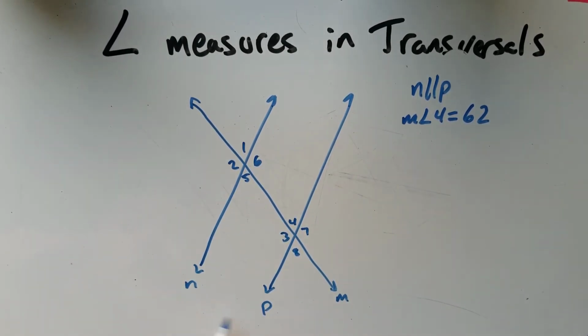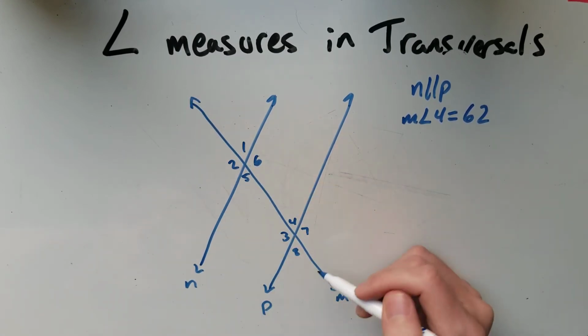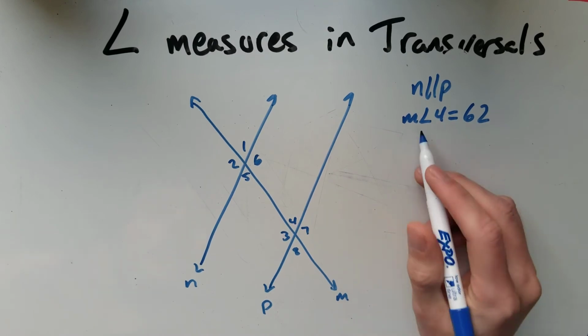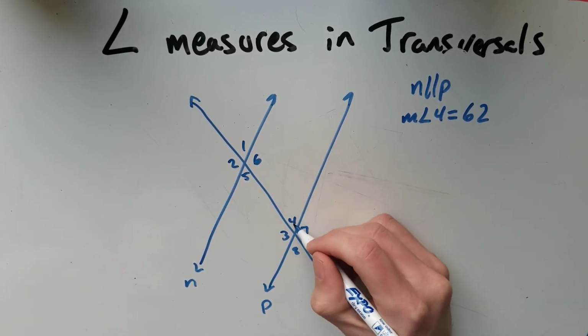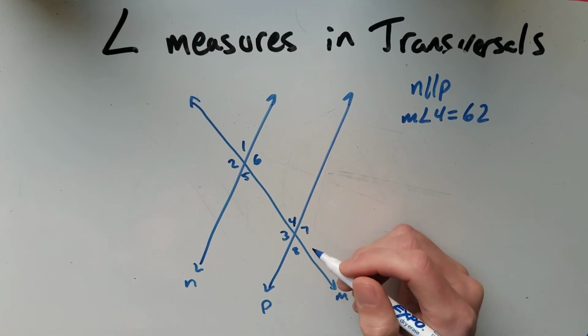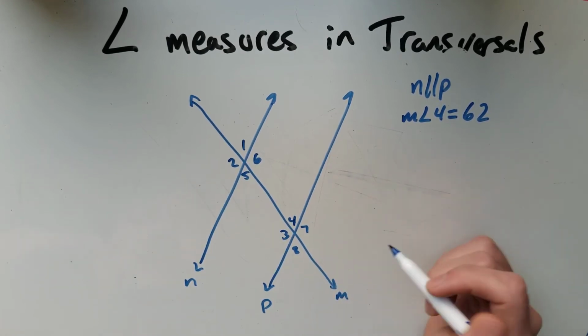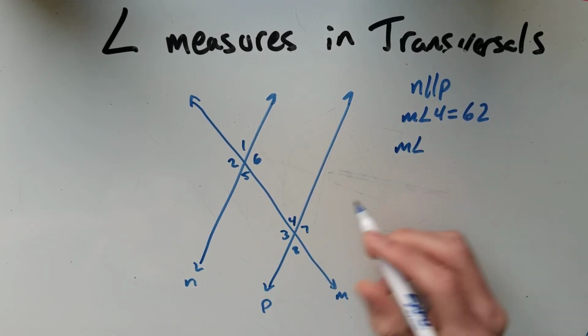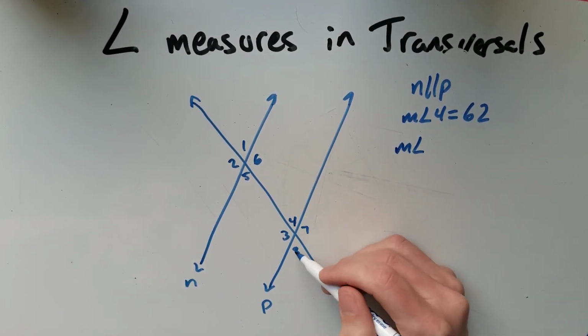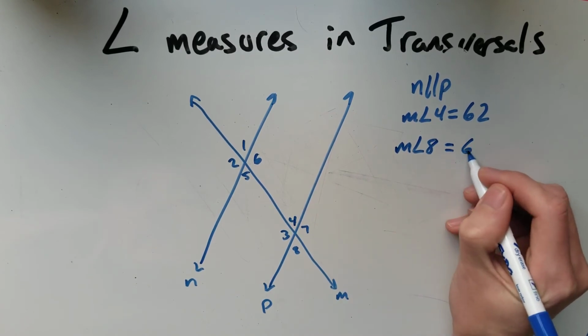So N and P are parallel lines, and M in this case is the transversal that forms the angles here. And we're given that angle 4 is 62. So if angle 4 is 62, we should be able to find 3 other angles that are 62 because these 2 lines are parallel. So one of the other angles, right away I would notice the vertical angle. Angle 8 is also 62.